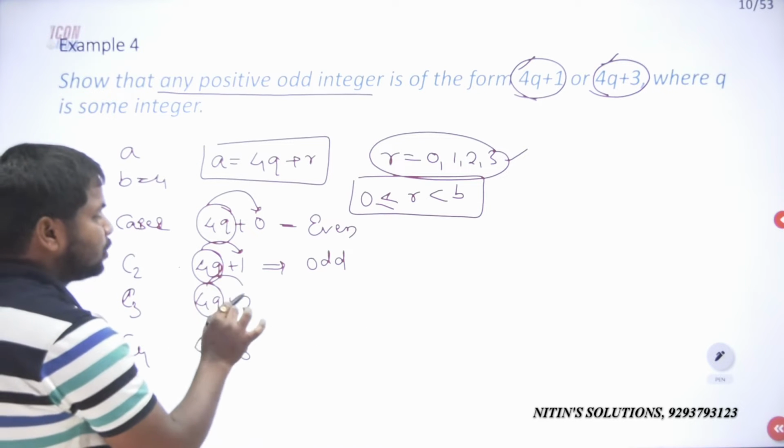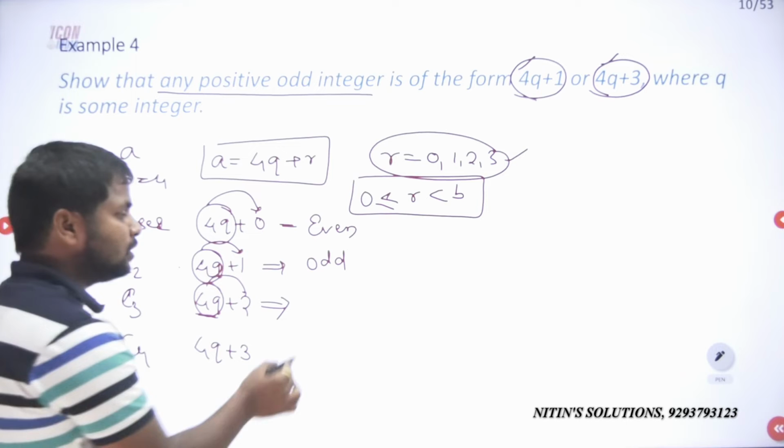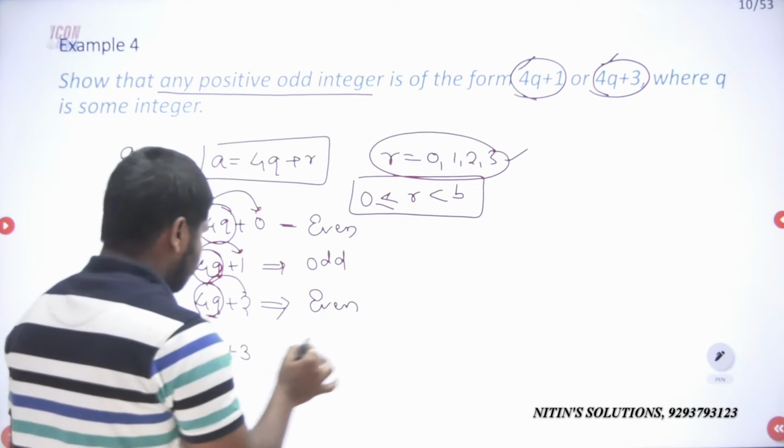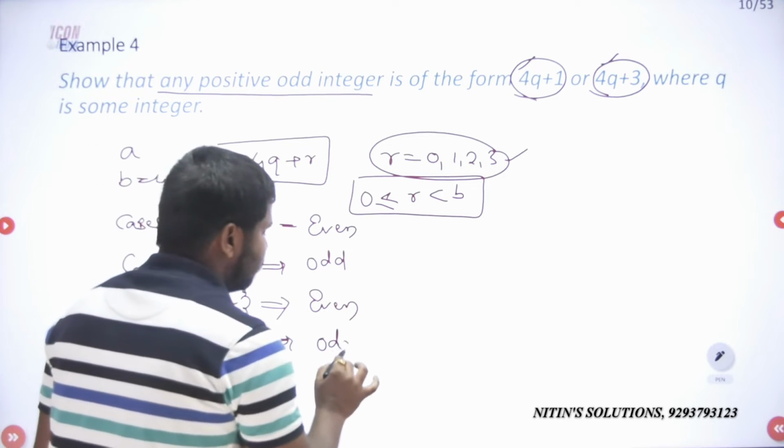Now, 4q plus 2. Here 4q is even. Even plus even obviously will be even. Now, even plus odd will be odd. Even plus odd will be odd.